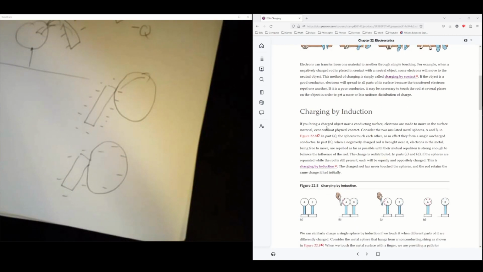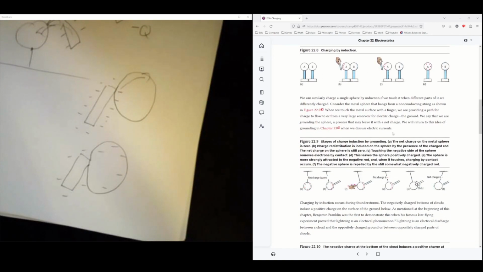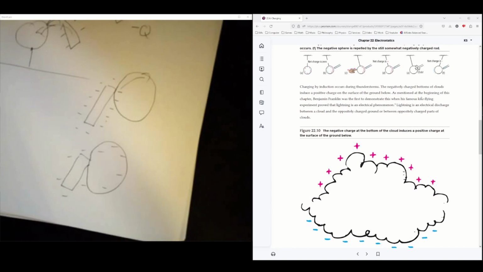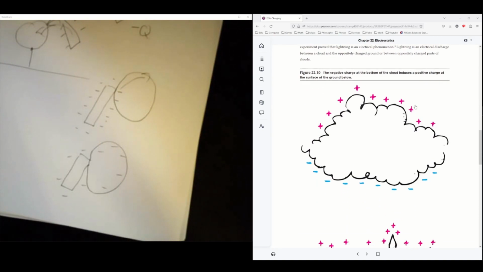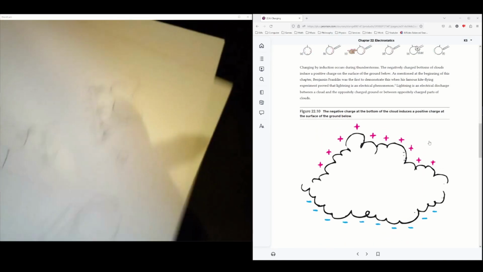And they are saying that if you charge an object near a conducting surface, that's what they're talking about there. They've got some pictures of just what I was drawing here on the page. If you have a charged rod and touch it, it'll bring that charge onto the metal sphere. And they're giving what looks like a little example of lightning here.